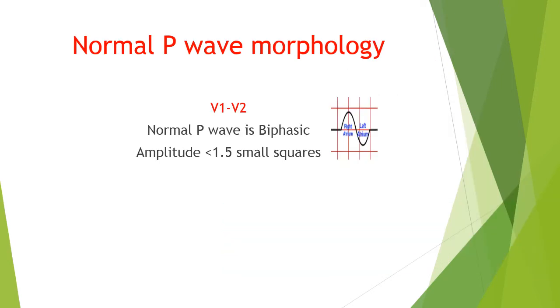And regarding P wave morphology in V1 and V2, it should be biphasic, with the first half positive, and this represents the right atrial depolarization, and the second half of the P wave negative, and this represents the left atrial depolarization. And the amplitude of the P wave in V1 and V2 should be less than 1.5 small squares.